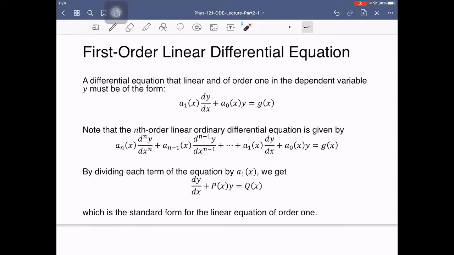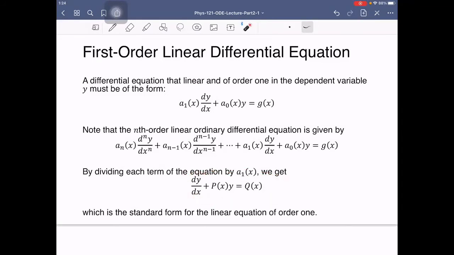So, we have coefficient a sub 1 that depends on x times dy over dx plus a sub 0 that depends on x times y is equal to some function g of x. So, laging importante na yung coefficient depends on x. Okay? And of course, yung nasa right-hand side also depends on x. Pwede siyang constant, okay? But definitely hindi pwedeng maging y. Alright? So, by dividing this equation by a sub 1, okay, pwede tayo makakuha ng ganitong expression.